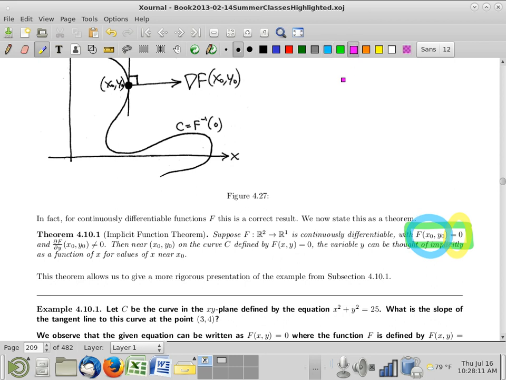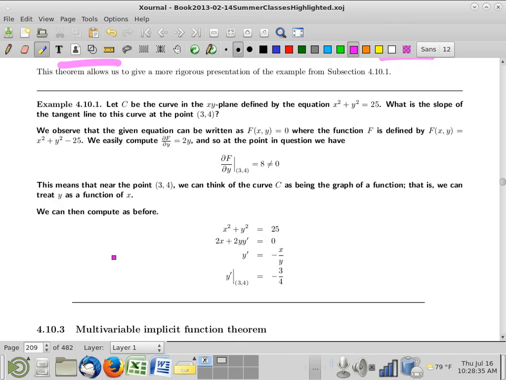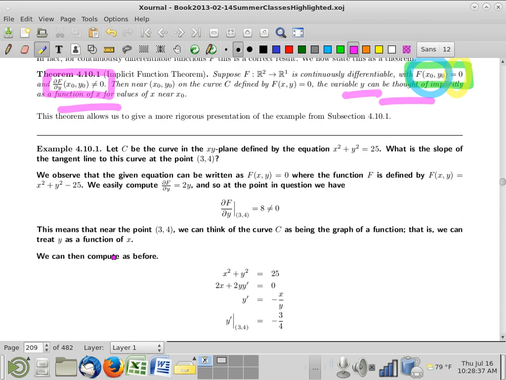If you look at the partial of f with respect to y at the point in question that you're worried about, if that partial with respect to y is non-zero, then you're good to go. Y can be thought of as a function of x, and you can implicitly differentiate as you wish. So here's an application of this idea. It's just an immediate application of the theorem.